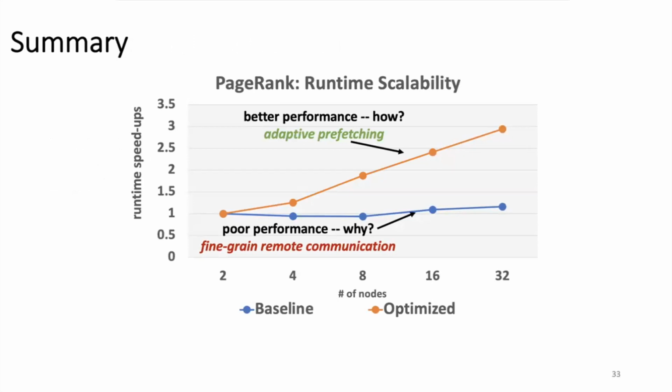Yep. So here's a summary to show where we are. We started with that blue line, which was the poor performance of PageRank due to the fine-grained communication, and the orange line showing what we're able to achieve with adaptive prefetching. And again, this was applied automatically by the compiler. So we essentially took the same code that achieves the blue line performance and just recompiled it and were able to achieve the scalability we see in the orange line. And with that, I can take any questions.